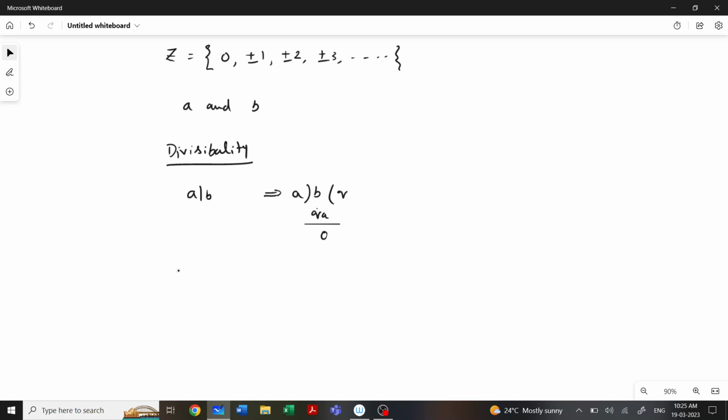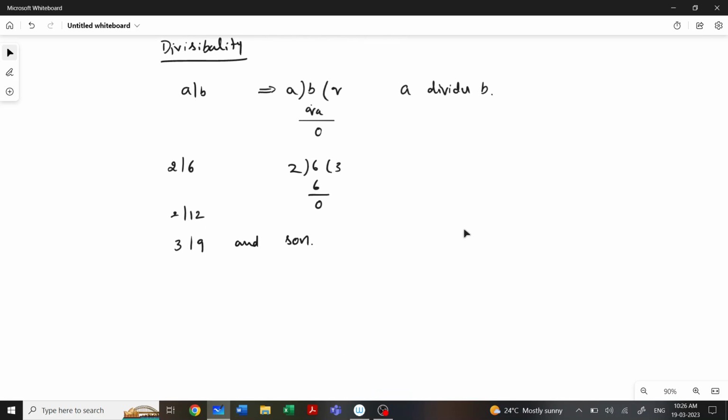Example: 2 divides 6. If I divide 6 by 2, 2 threes are 6, and the remainder becomes 0. Similarly, 2 divides 12, 3 divides 9, and so on. So this is the divisibility definition: one number divides another number, and we denote it with the symbol a divides b.